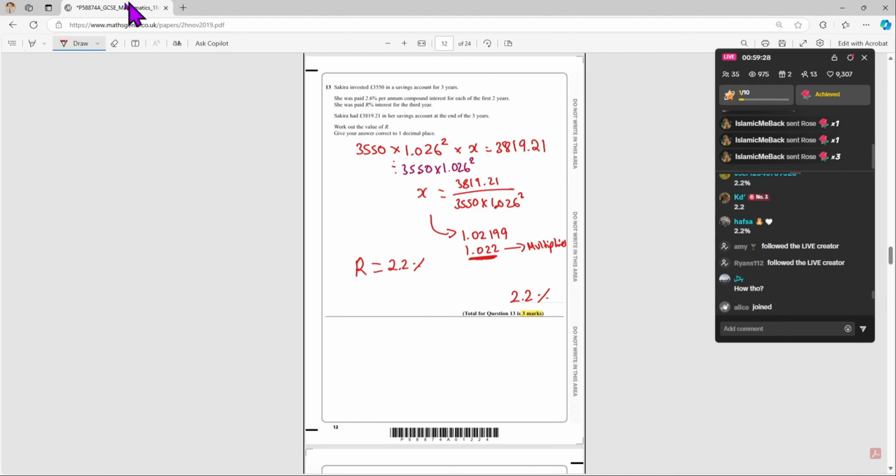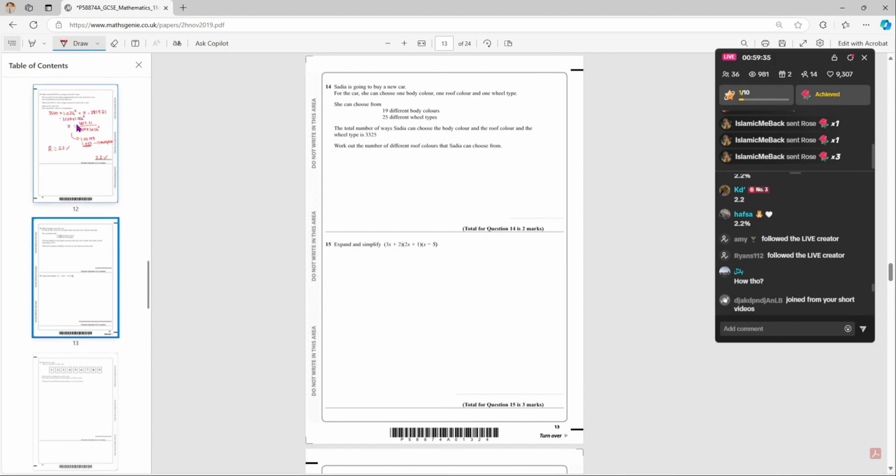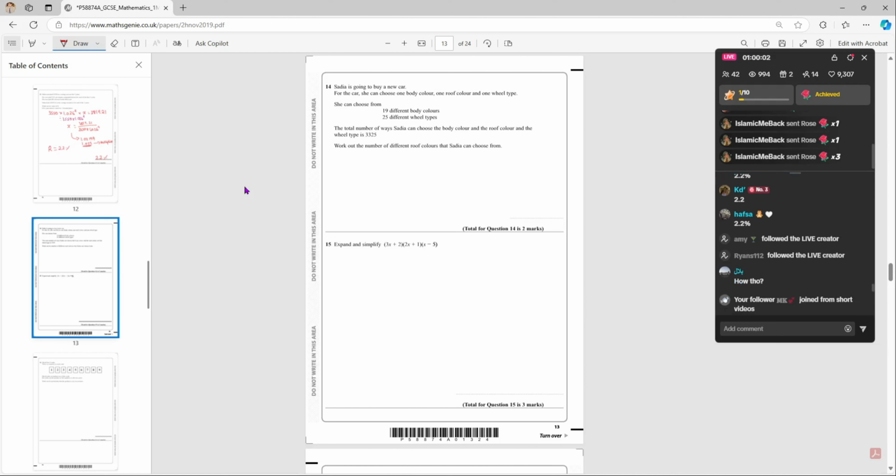So moving on to our next question. Sadia is going to buy a new car. For the car, she can choose one body color, one roof color, and one wheel type. She can choose from 19 different body colors, 25 different wheel types. The total number of ways Sadia can choose the body color and the roof color and the wheel type is 3,325. Work out the number of different roof colors that Sadia can choose from.